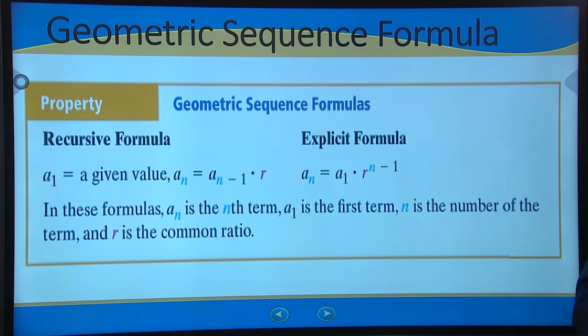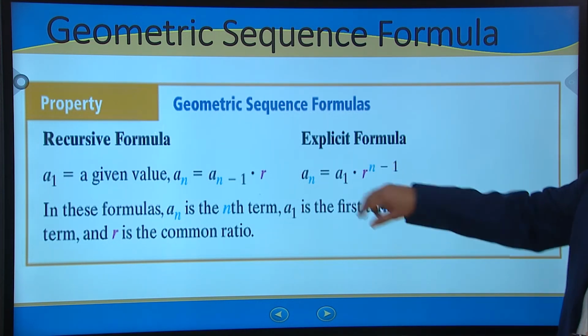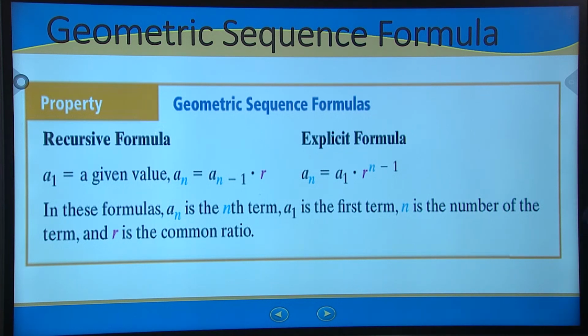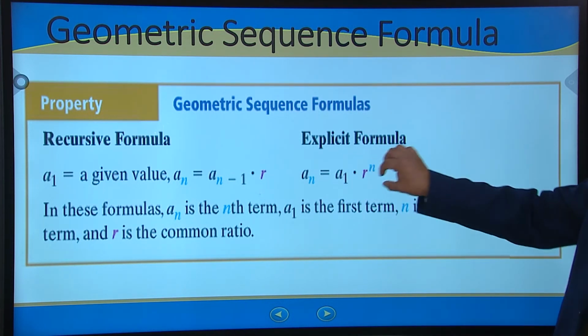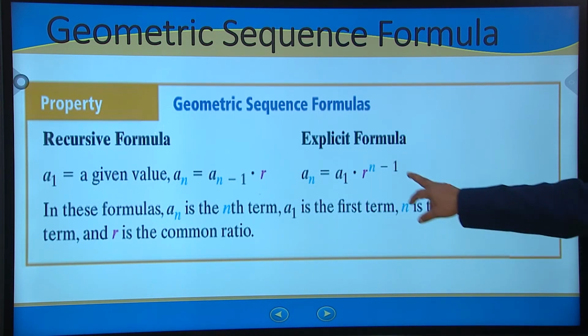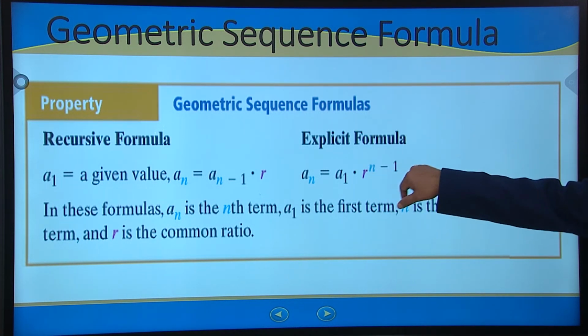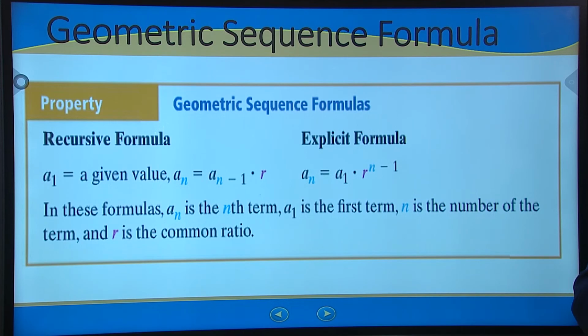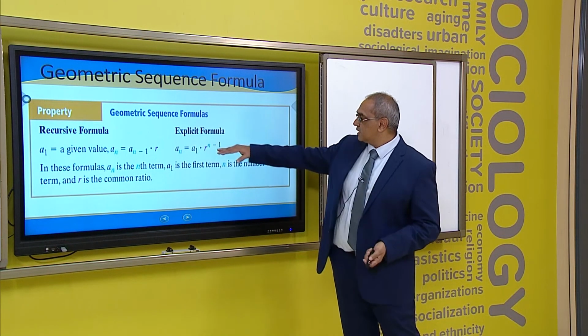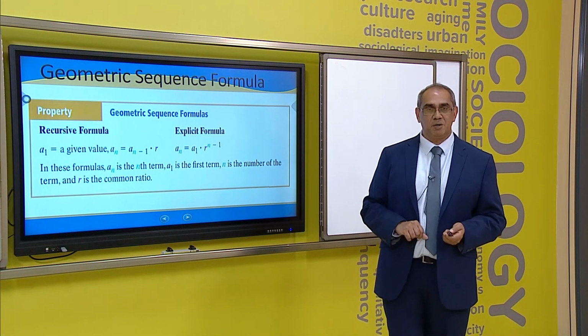AN means a term that I'm looking for at whatever position. A1 is the first term again. The first term is always very important in these sequences, all right? So the first term multiplied by r, where r is the common ratio, raised to the power n minus 1. So I take r, which is the common ratio, and I raise it to that power.